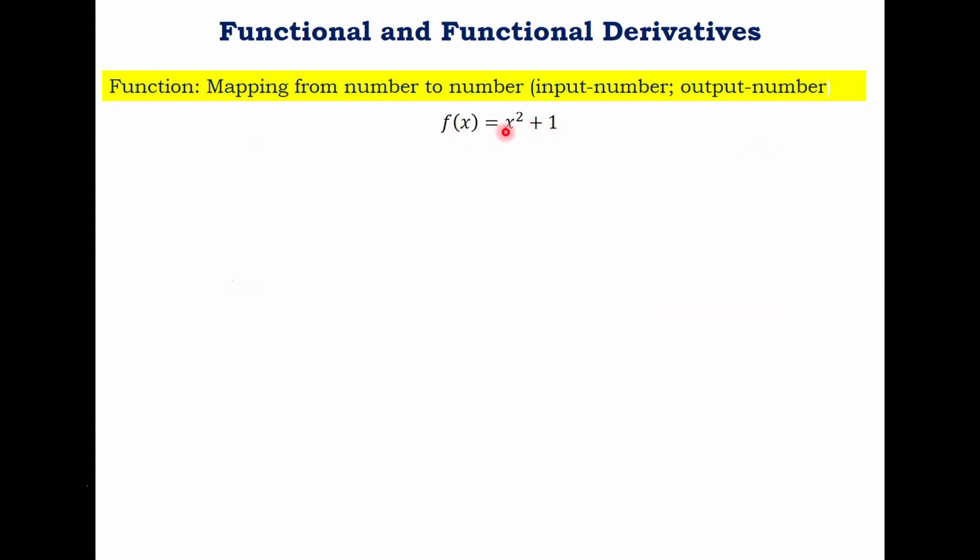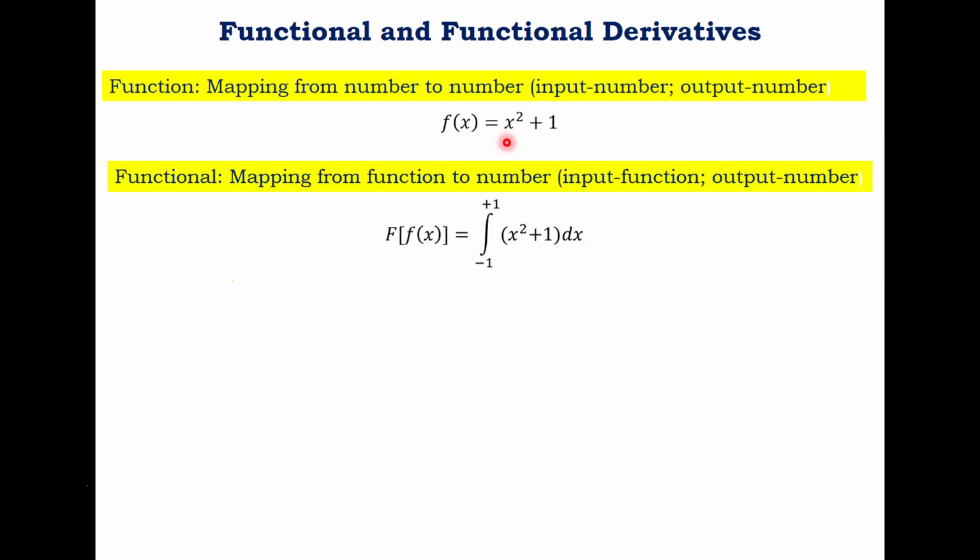So your input is a number. You put x equal to 0, 1, 2, 3, 4, and so on, and in the output you get a number. This is a mapping from number to number, a function, right? What is a functional? A functional is basically a mapping from a function to a number. Your input is going to be a function and your output is going to be a number. Now, what is your input? The input is the function f(x), which is x squared plus 1.